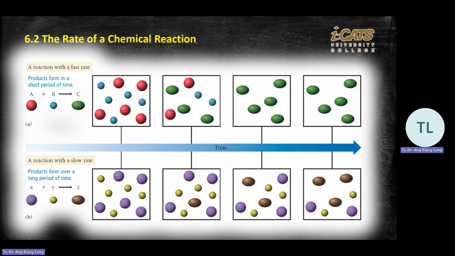The below one is the slow rate. Slow rate means you mix the purple color plus a yellow color and you have a chocolate color. It will take some time to see the chocolate color, which is in the third box here. This is the comparison between fast rate and slow rate. So it's important you mention this in your lab report later, right?